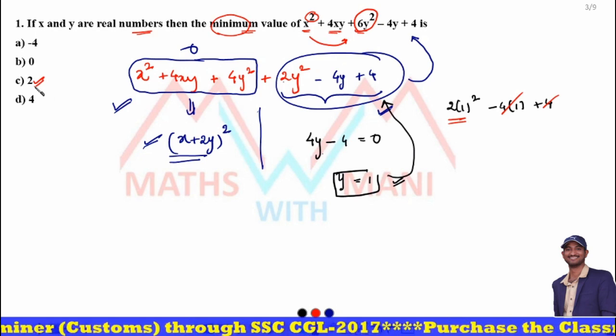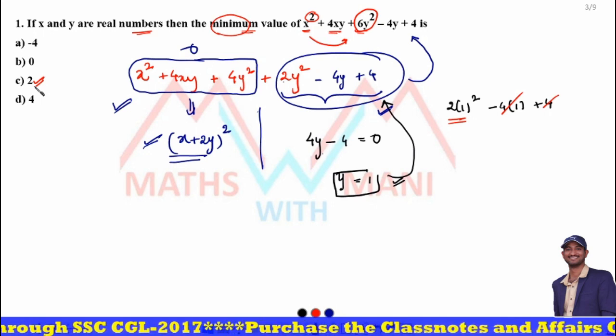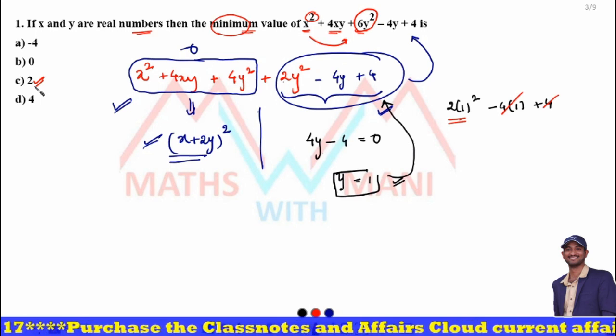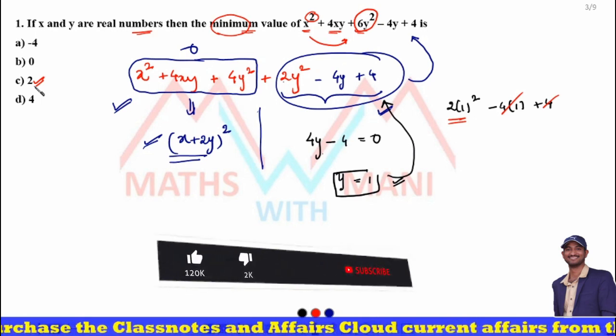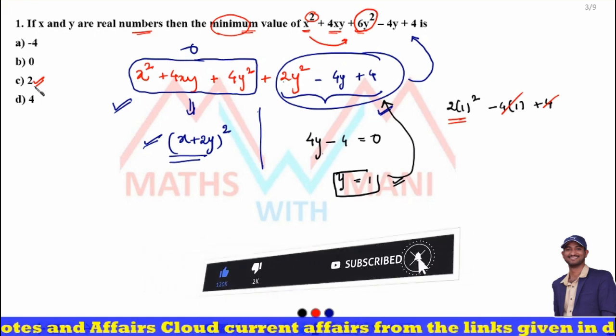The same type of model already came in the CPU 2019 paper. So you may get this model in CGL 2019 mains also. I hope all of you understand how to find the minimum value in less time when two variables are there.